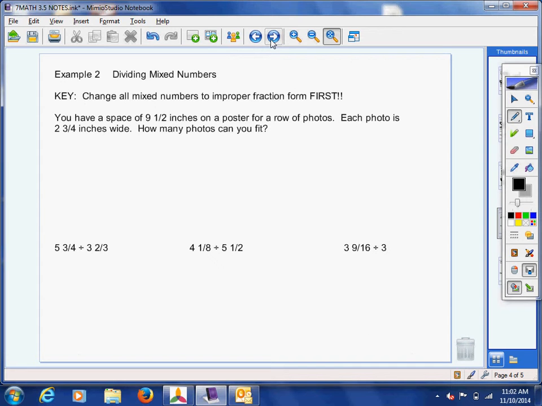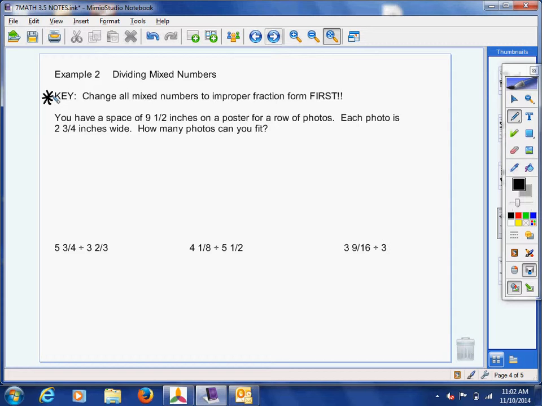All right, now let's go to example 2, and I wrote you a little hint. You may want to put a little asterisk or underline it or highlight it in your notes. The key to dividing mixed numbers is you've got to change them into what form? Improper fraction. Improper fraction form. Then you can do copy, change, flip. You got it. You nailed it, man.